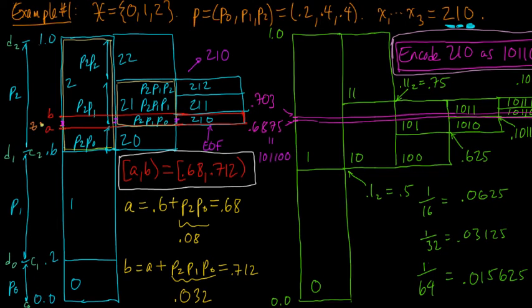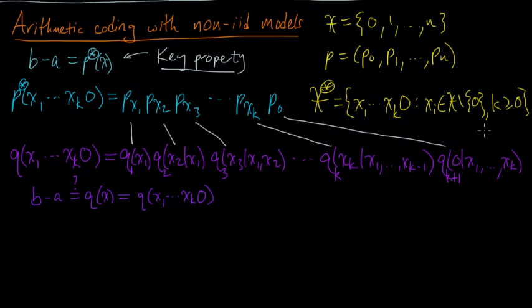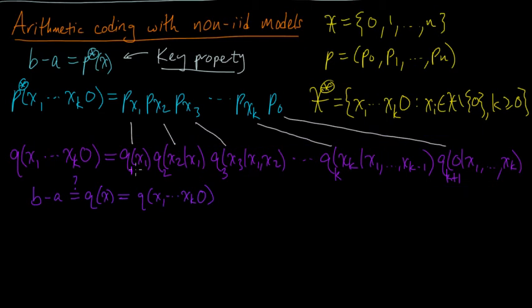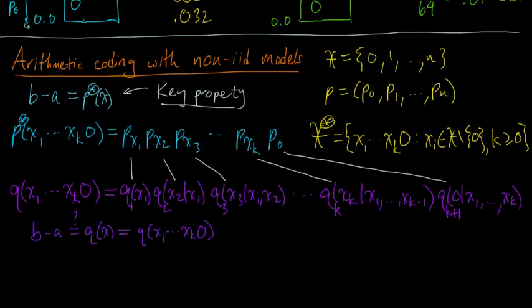So how could we modify this so that the final width is equal to Q? What we'd like to get is the final width equal to Q, and Q is the product of all these factors right here. By analogy with the i.i.d. case, we can see what we ought to do. This q1 is playing the role of px1, and this qx2 given x1 is playing the role of px2, and so forth.